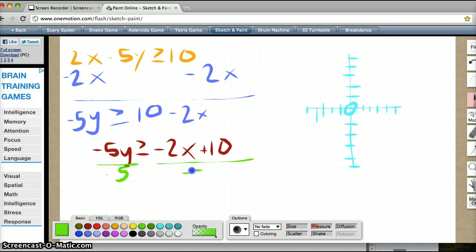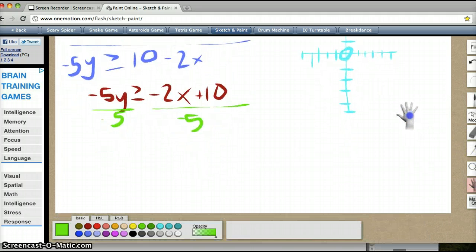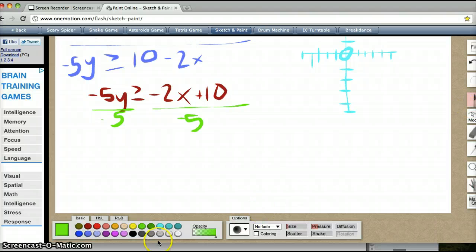So we're going to divide by a negative 5, and then we're going to switch our sign. So we've got y, and a negative becomes a positive. We also need to switch our sign. So y is less than or equal to 2/5 x minus 2.